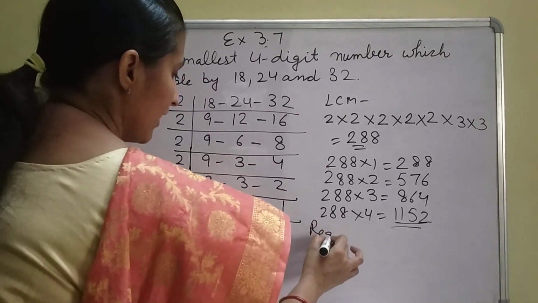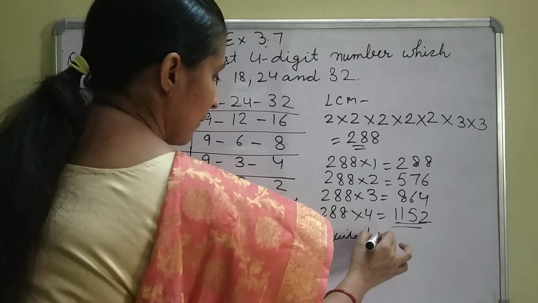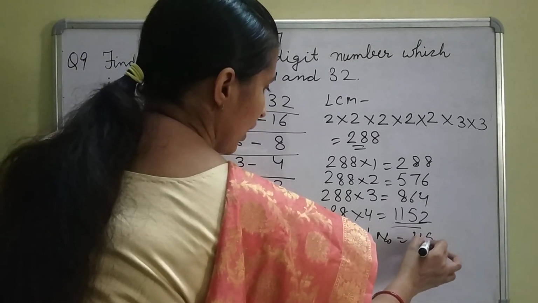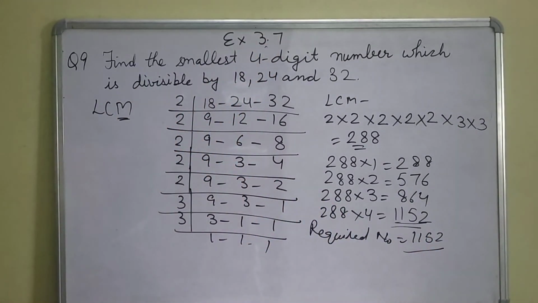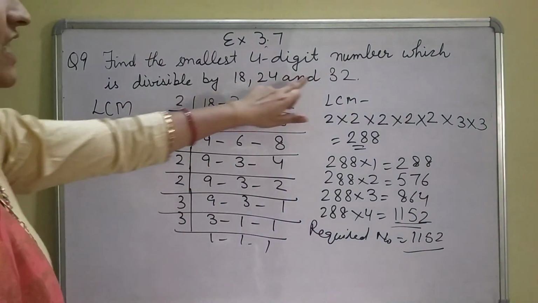So the required number is 1152 as it is a multiple of all these three numbers.